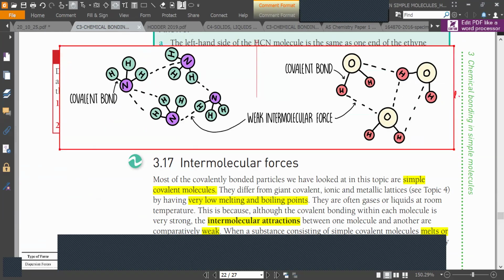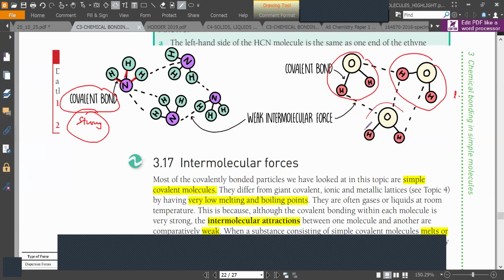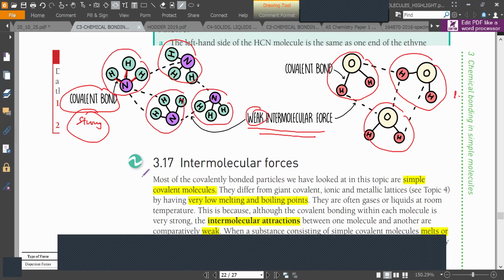For a simple covalent molecule, we have the covalent bond itself, which is very strong. And then we also have the bonds that are between the molecules. So the intermolecular forces are weak. We have two types of bonds: the actual covalent bond, which is strong, and the one in between the molecules, the weak intermolecular forces.